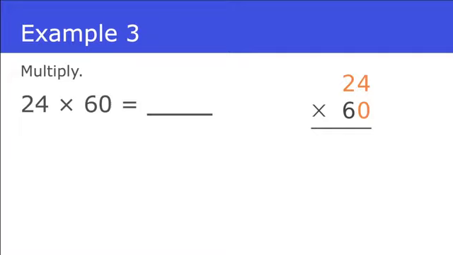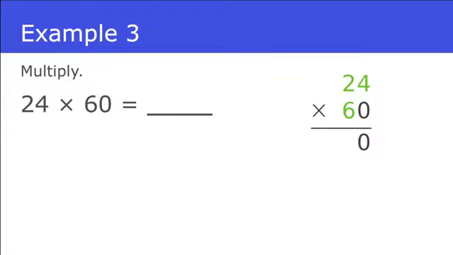Let's start by multiplying the ones. We want to take the first number, which is 24, and multiply it by the ones digit of the second number, which is 0. Anything times 0 is 0, so 24 times 0 is 0. Now let's move on to the tens.